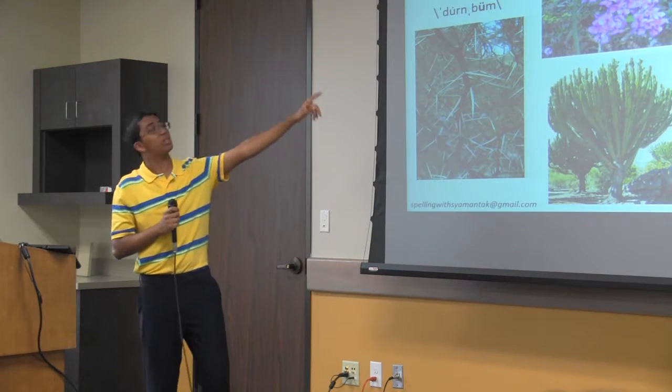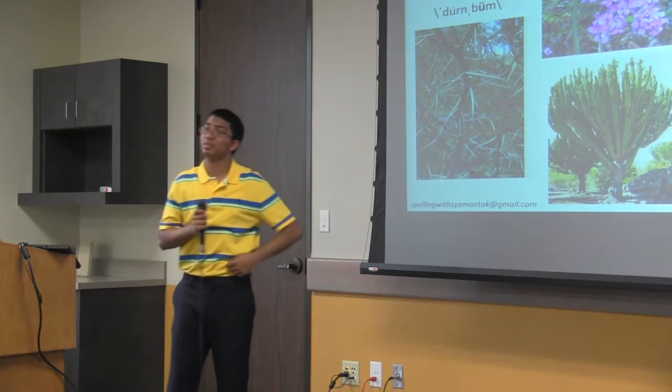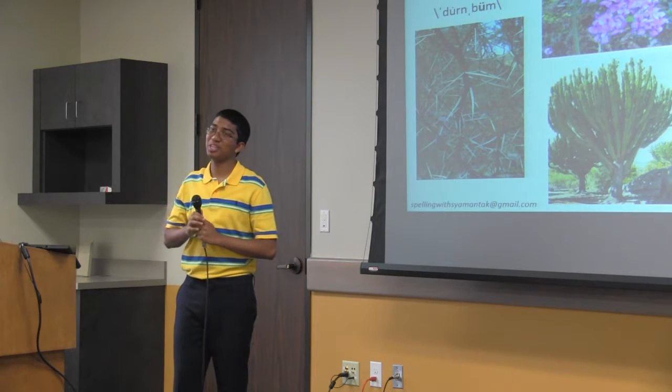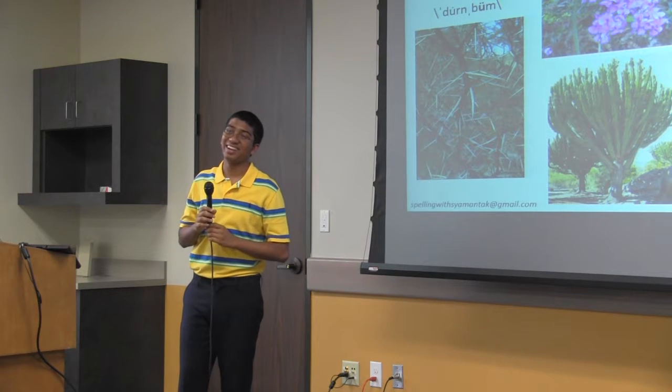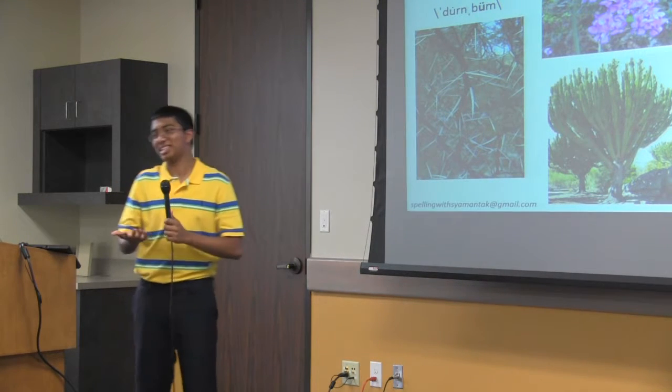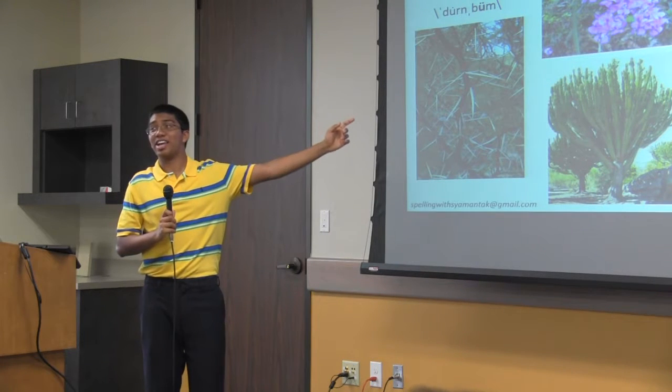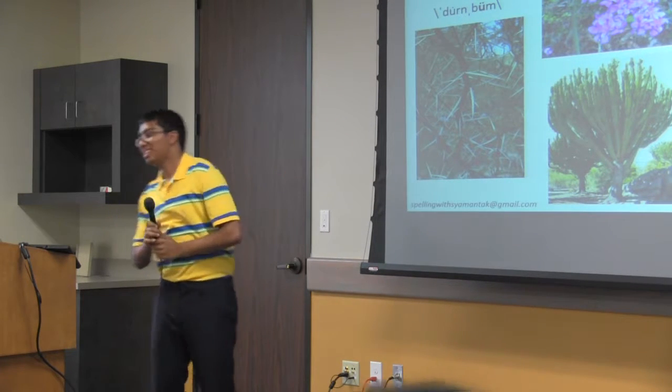Over here, what do you notice about this word? Durnboom. Durnboom, right? Sounds like thorns. Yeah, and so what do we double? The O. Exactly. So instead of being just D-U-R-N, right, for Durnboom, it's actually D-O-O-R-N, boom. That's pretty cool, right?